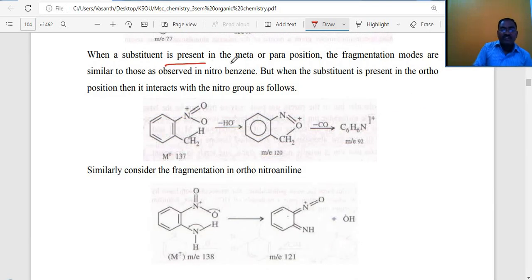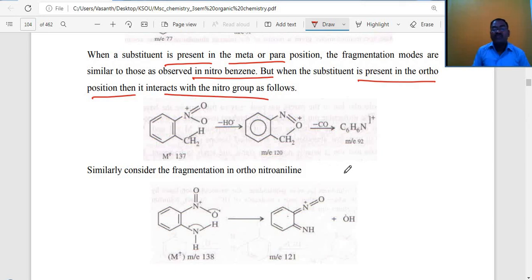When a substituent is present in the meta and para position, the fragmentation modes are similar to those observed in nitrobenzene. But when the substituent is present in the ortho position, it interacts with the nitro group as follows. Here 137, with removal of HO, what we are getting is 120, again removal of NO, here m/e 92. Let us calculate that m/e is 92.